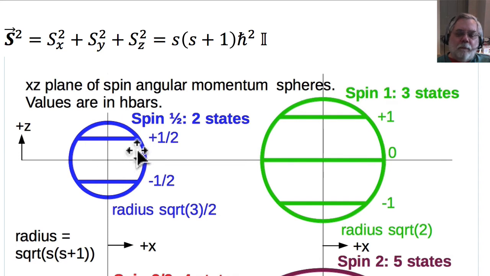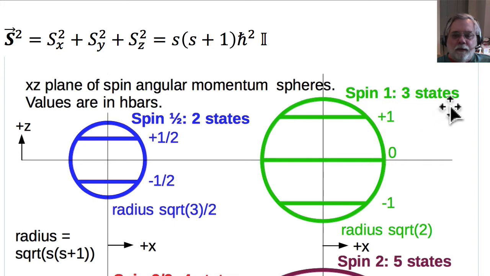But actually, that's not a bar in the plane. What it is, is a circle. It's the intersection of the plane z equals plus 1/2 with the sphere. So it's a circle in the perpendicular plane, and the intersection of the plane z equals minus 1/2 with the sphere is also a circle in the perpendicular plane. But visually, we can see that there are two component spins, plus 1/2 and minus 1/2.